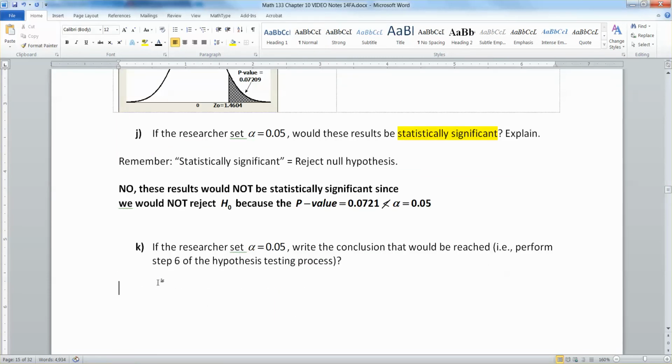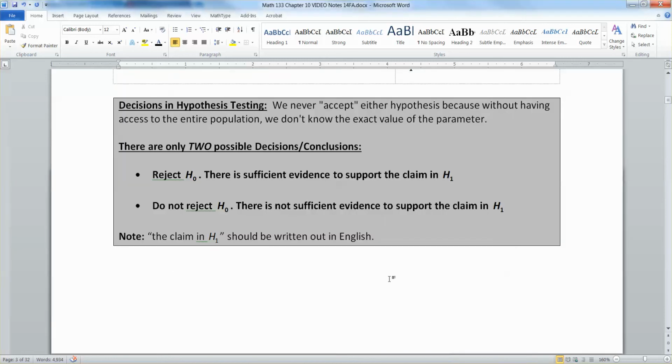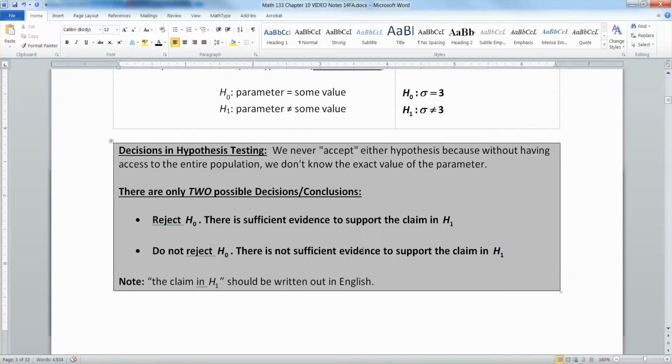So how would we write the conclusion? Well, we would say what we said back in section 10.1. Let me go grab that page. Here it is. So when we talked about making decisions, we would say if you do not reject the null hypothesis, you would say there is not sufficient evidence to support the claim. And the only difference you can change in there is the word sufficient to enough if you so desire. And that's it. And you'll have to write your claim out in English.